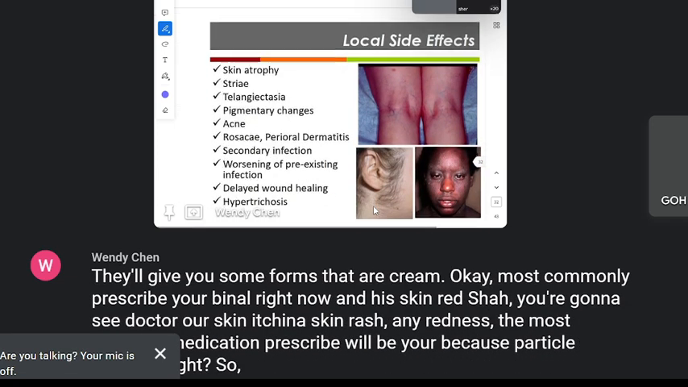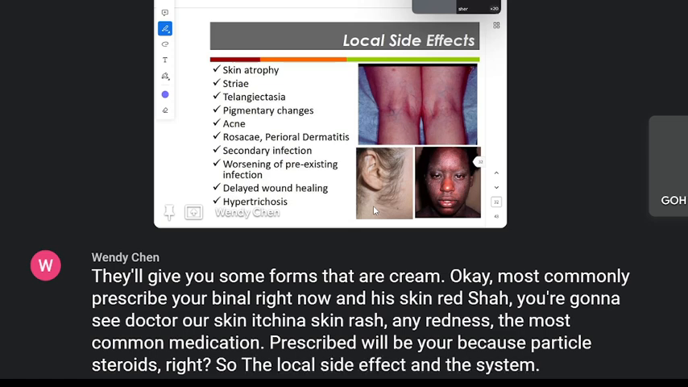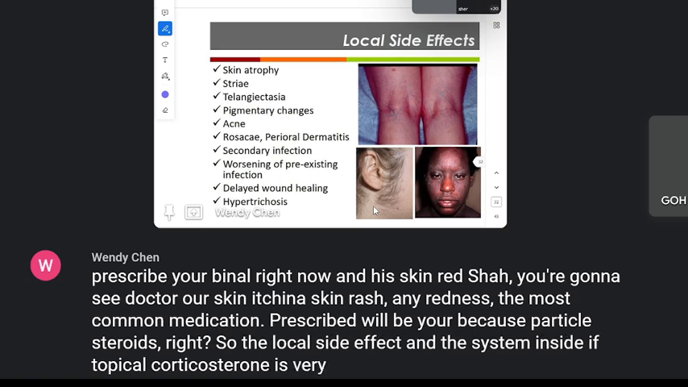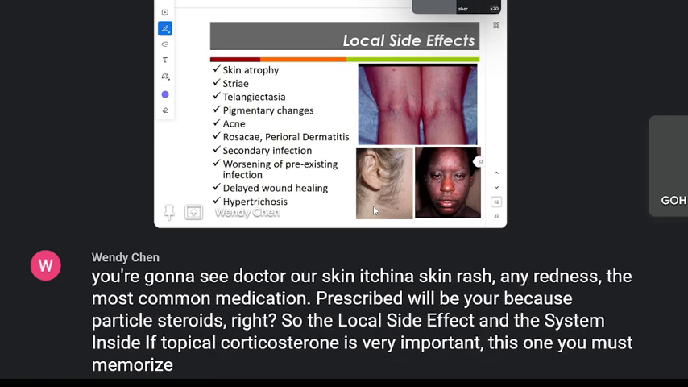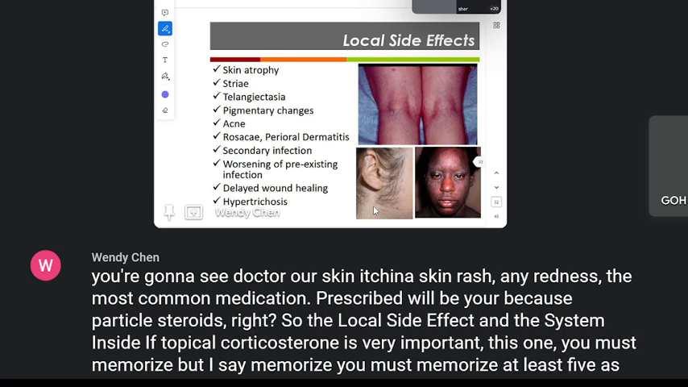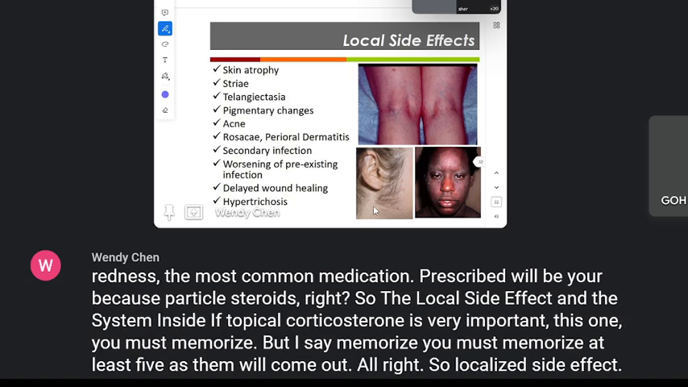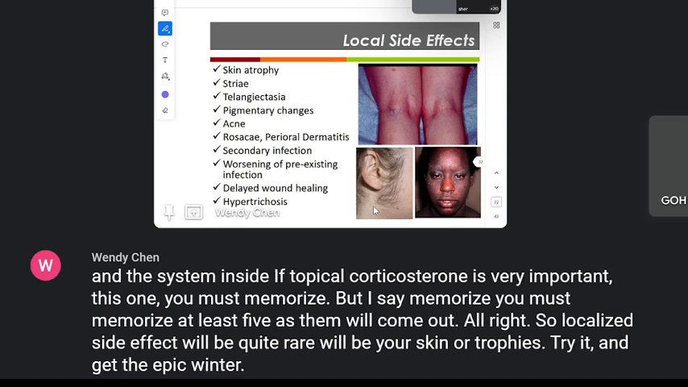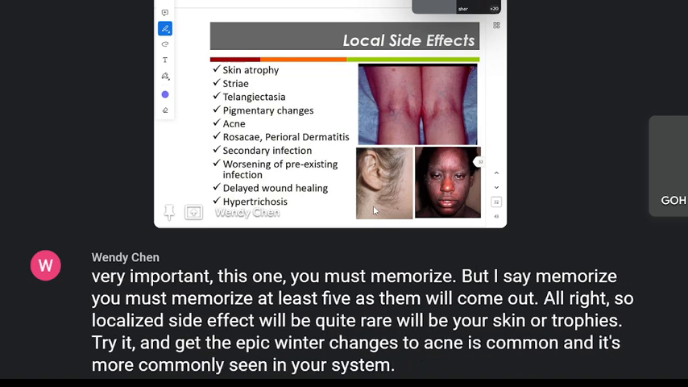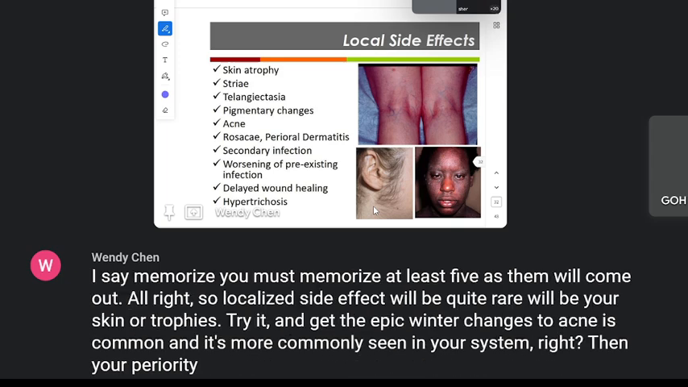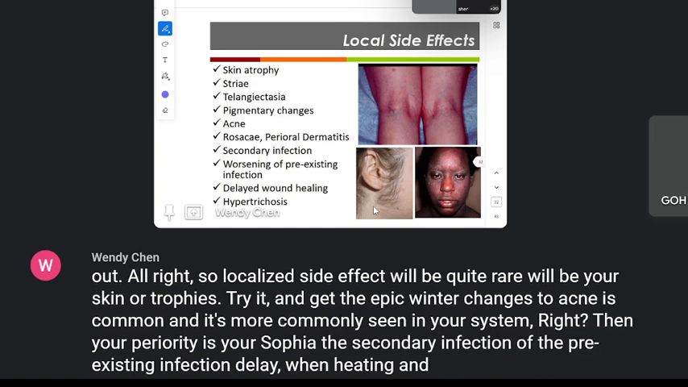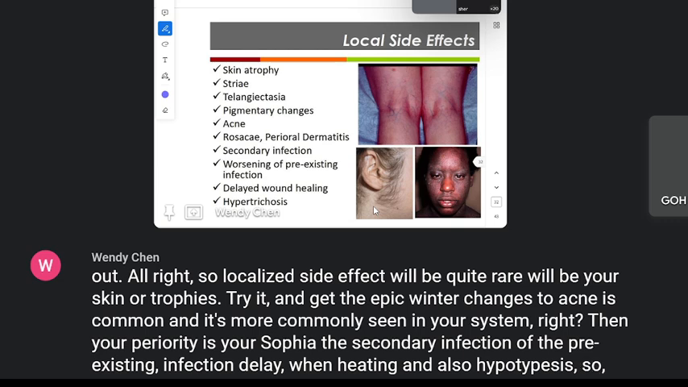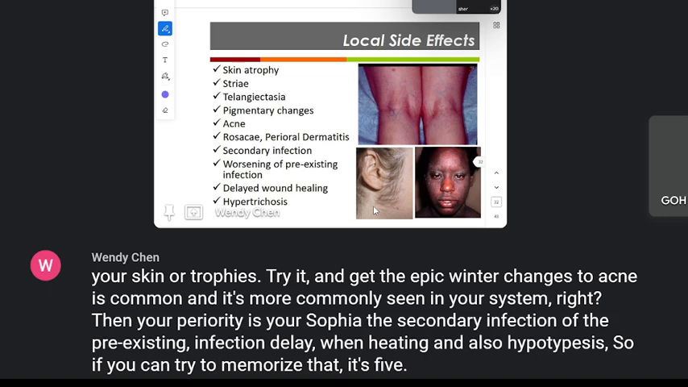Alright, so the local side effects and the systemic side effects of topical corticosteroid are very important. This one you must memorize. When I say memorize, you must memorize at least 5. Exam will come out, alright? So localized side effects will be quite rare. They will be your skin atrophy, striae, telangiectasia, pigmentary changes, your acne. Acne is more commonly seen in your systemic corticosteroid, alright? Then your perioral dermatitis, your rosacea, your secondary infection, worsening of pre-existing infection, delayed wound healing, and also hypertrichosis. So if you can, try to memorize at least 5 of the local side effects.